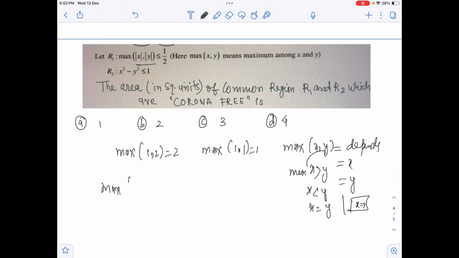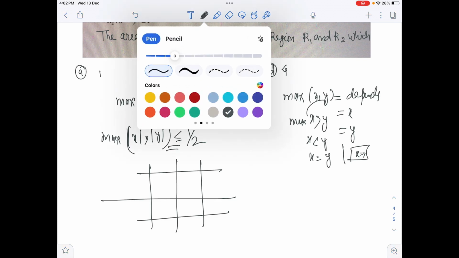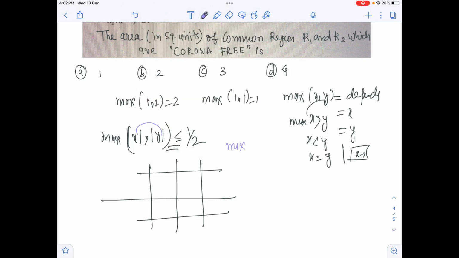Now the maximum of mod x, mod y is less than equal to half. So first let's plot the graph of maximum equal to half, the equality case. Whenever you have an inequality, you take the equality case. So maximum of mod x, mod y equal to half means x will be plus minus half, and similarly y will be plus minus half. Can you give one example for this? Let's say I am taking half comma half, so x half and y half will satisfy this equation. If I take max of 1 and half, that will be 1, so that will not satisfy this case.